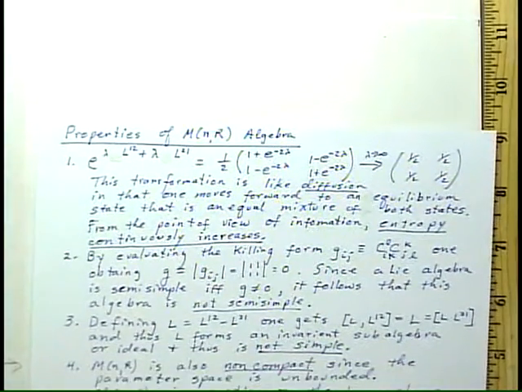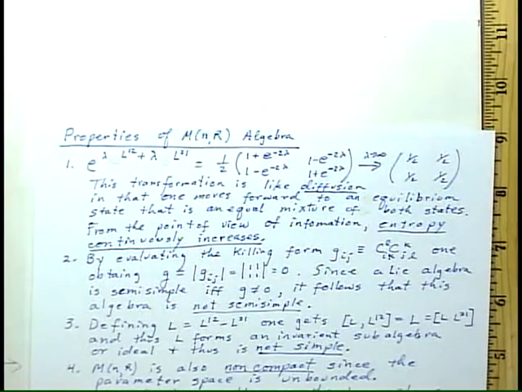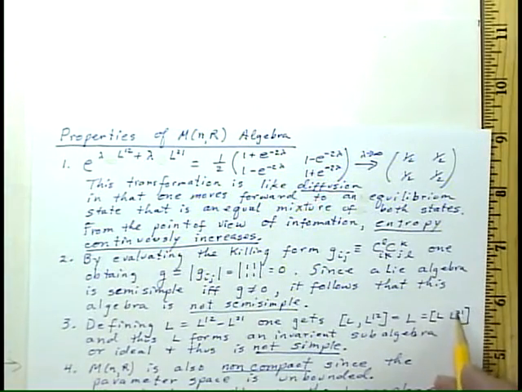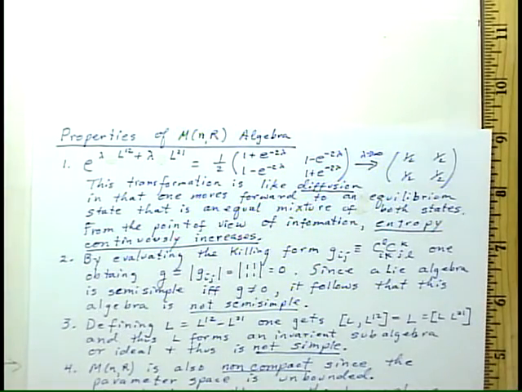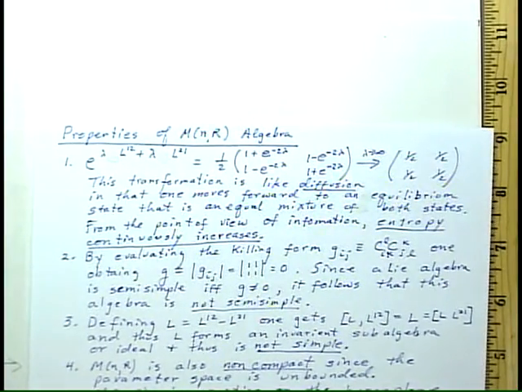Looking at the next property, 3, we can define L as L12 minus L21 and look at the commutator, and we can see that the commutator of L with L12 is equal to L, which is also equal to the commutator of L with L21. Therefore, L forms an invariant subalgebra, or ideal, and therefore the algebra is not only not semi-simple, it's not simple, because it has an invariant subalgebra.